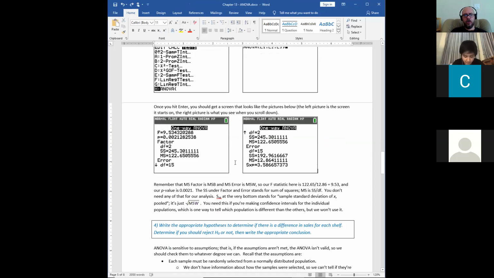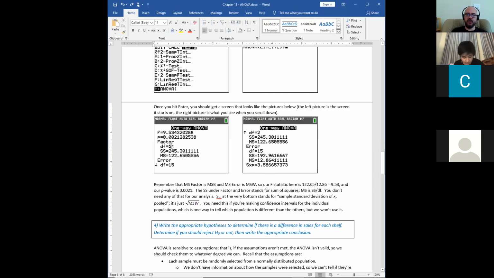Once you do that, you've got all the important stuff that you need. It gives you all of the things that we talked about calculating. It gives you MSB and MSW. It calls them MS factor and MS error, which is pretty common. Factor is between and error is within. MSB here is 122.65 and MSW is 12.86.